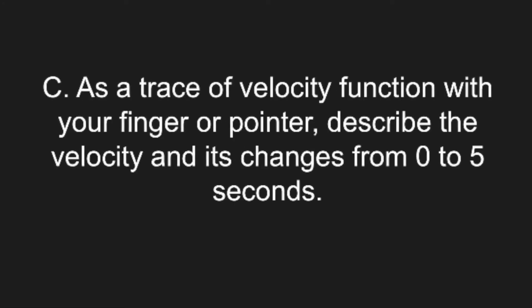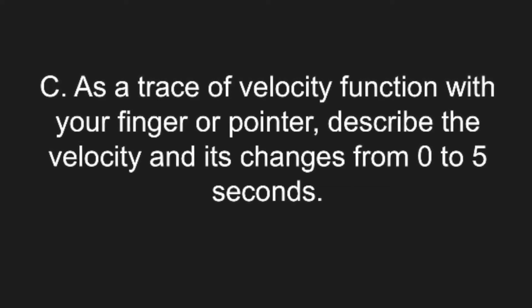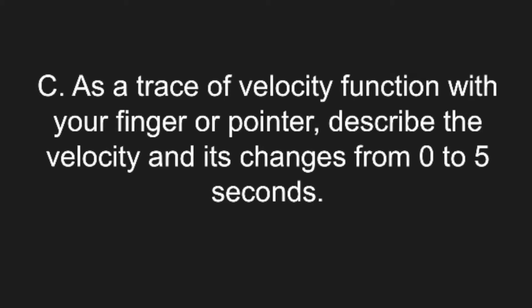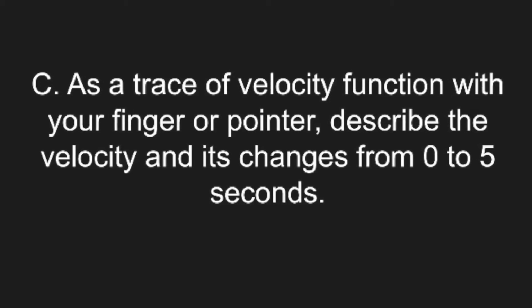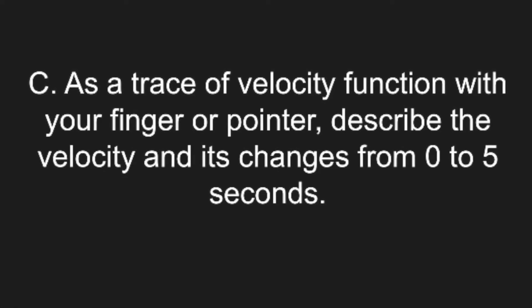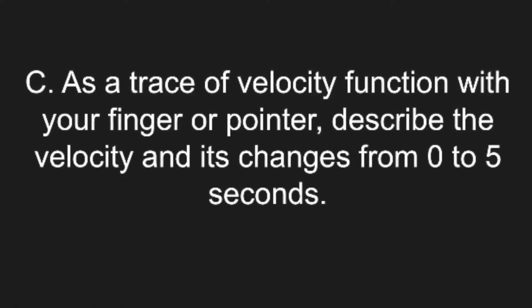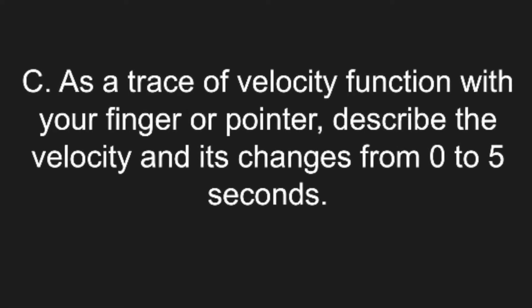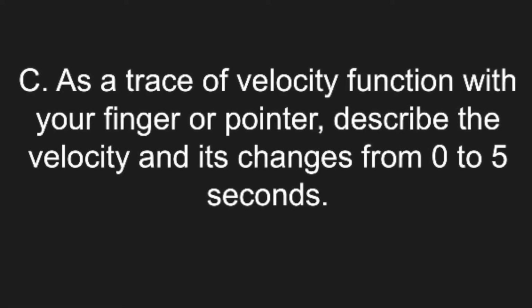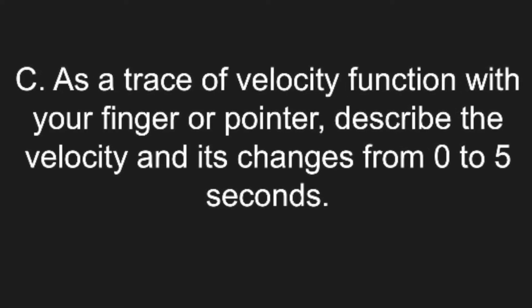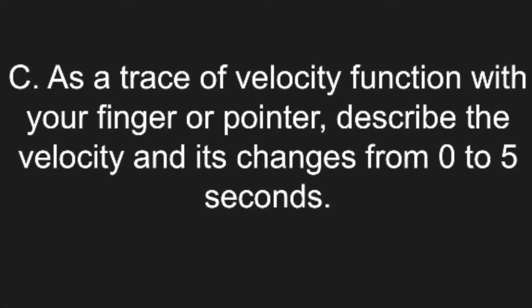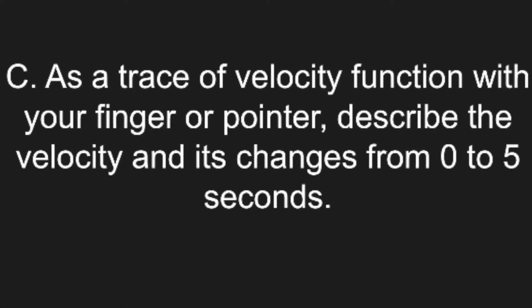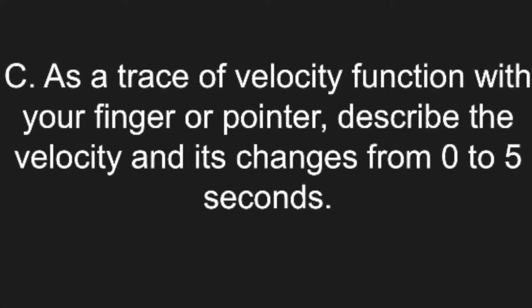Question C. As you trace the velocity function with your finger or pointer, describe the velocity and its changes from 0 to 5 seconds. In this case, I believe that the velocity is continuous because she doesn't actually stop. She goes from point A to point B, even with the confusion because she's dehydrated and tired. She doesn't ever stop, so the velocity doesn't stop.